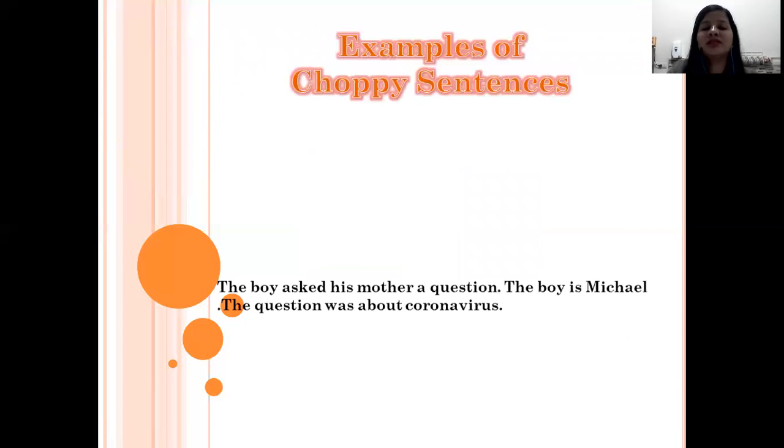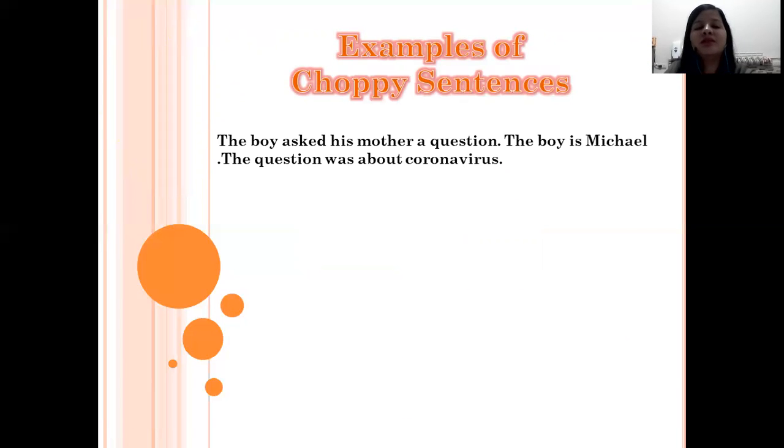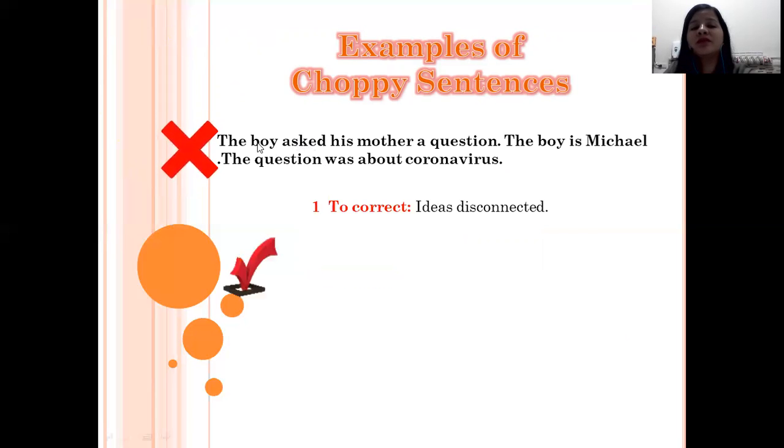Example of choppy sentences. As you can see here, in the example, the boy asked his mother a question. The boy is Michael, and the question was about coronavirus. As you can see here, the boy asked his mother. These ideas are disconnected, okay? The boy, questions, and again the boy, as you can see here.